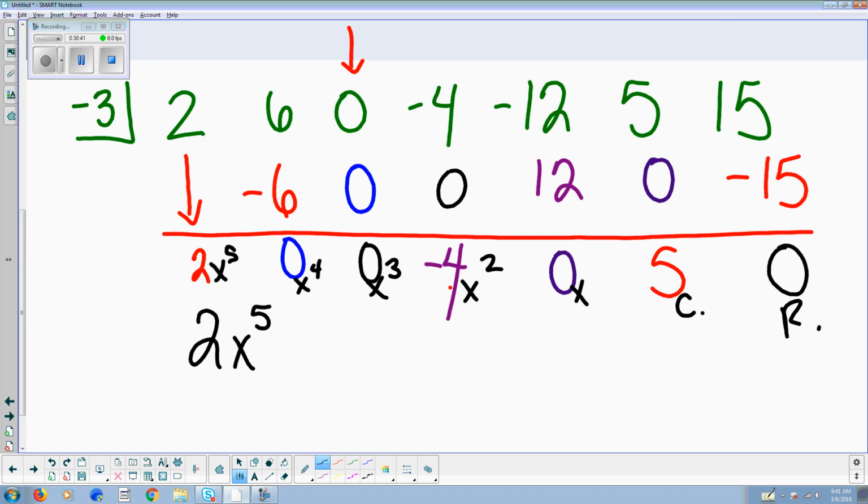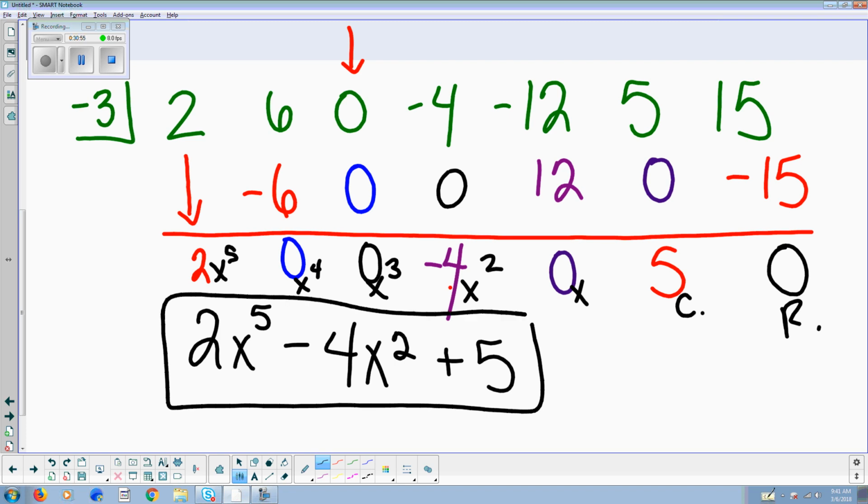So my quotient will be 2x to the 5th. There's no x to the 4th. There's no x to the 3rd. Minus 4x squared. There's no x. Plus 5 for a constant. And there's no remainder. So this is the final answer that goes in the answer box.